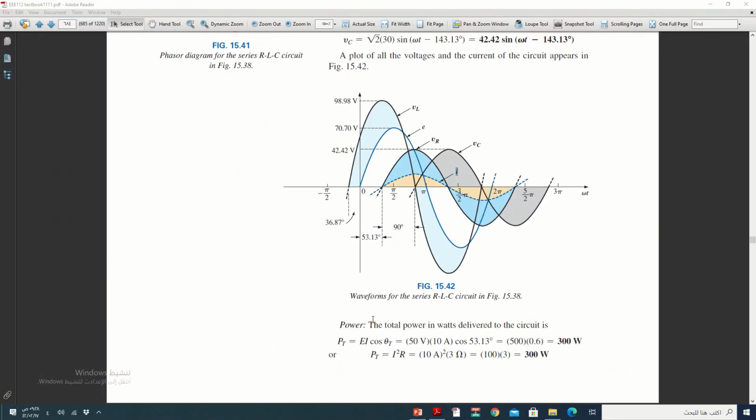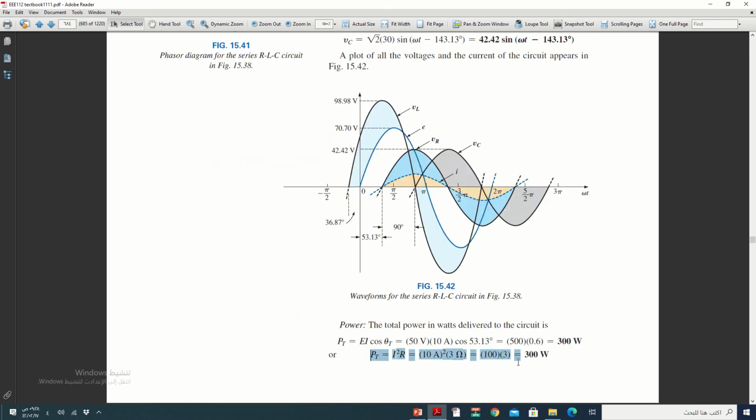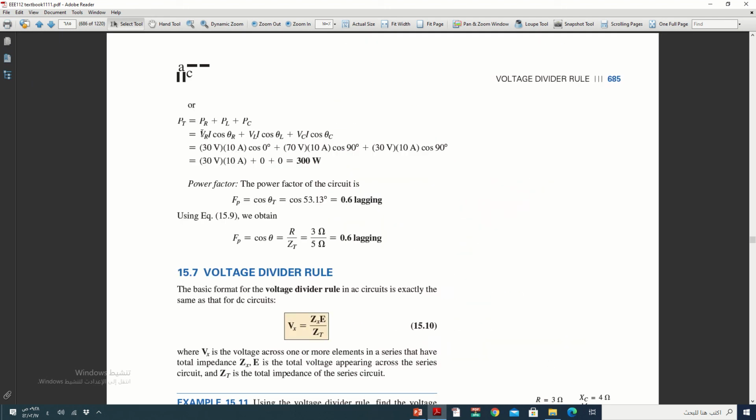If we need to calculate the power, it will be voltage by current, which is 50 multiplied by 10 ampere cosine theta, theta will be 53, it will be 300 watt. Anyway you calculate the power, you will get the same answer. This is the third one, power factor, cosine theta, cosine 53.6 lagging, or ZR over Z total, it will be 0.6 lagging.